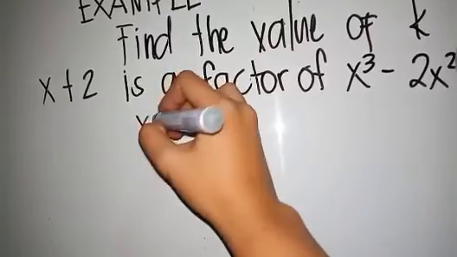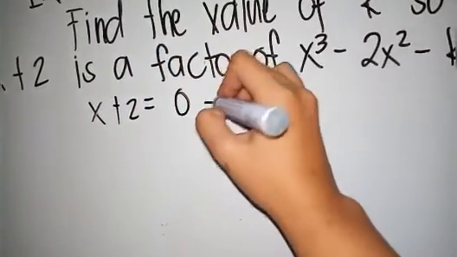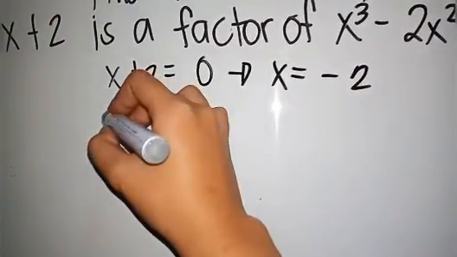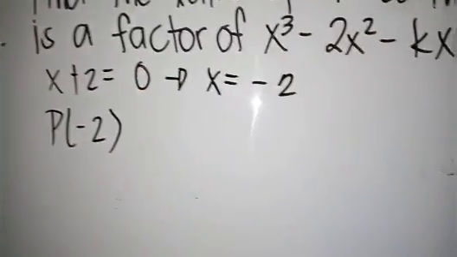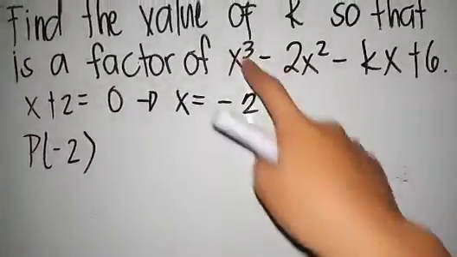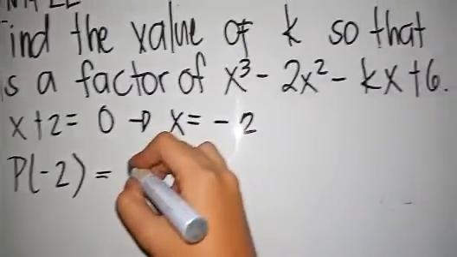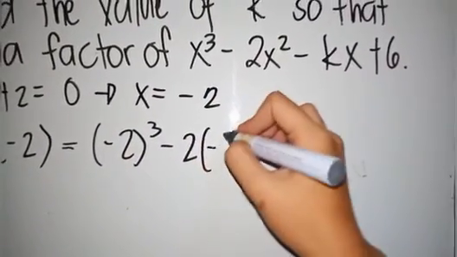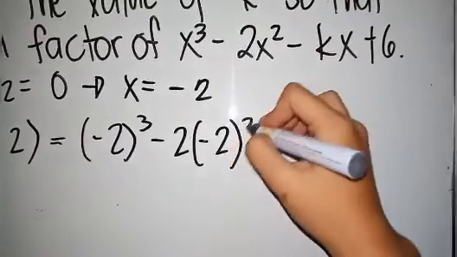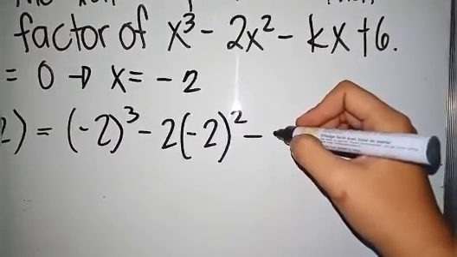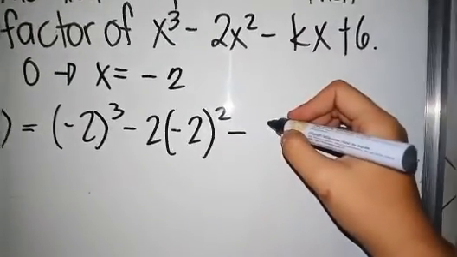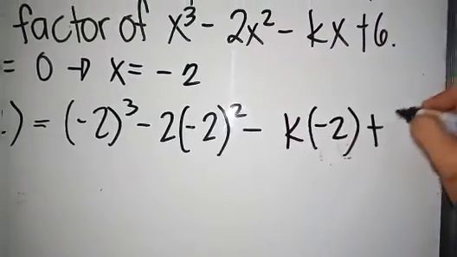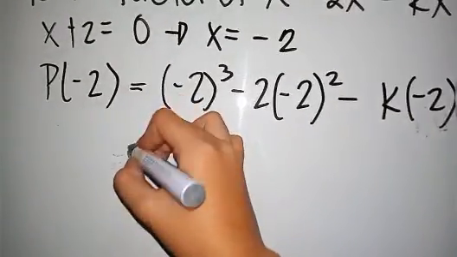Okay, so we have x plus 2 is equal to 0, which is magiging x is equal to negative 2. Then, after that, we will now solve for p of negative 2. So, isa-substitute lang ulit natin yung negative 2 doon sa ating given. So, we have yung x cube magiging negative 2 cube minus 2 times the quantity negative 2 square minus, since wala tayong k, so copy lang natin yung k, then we have times x, which is negative 2 plus 6. Okay, so after that, simplify natin.